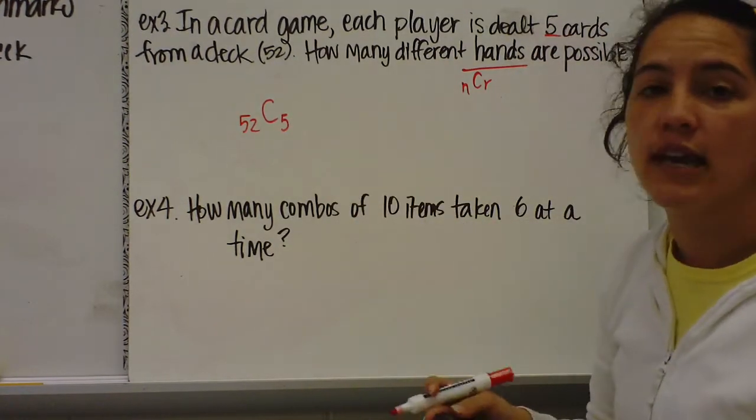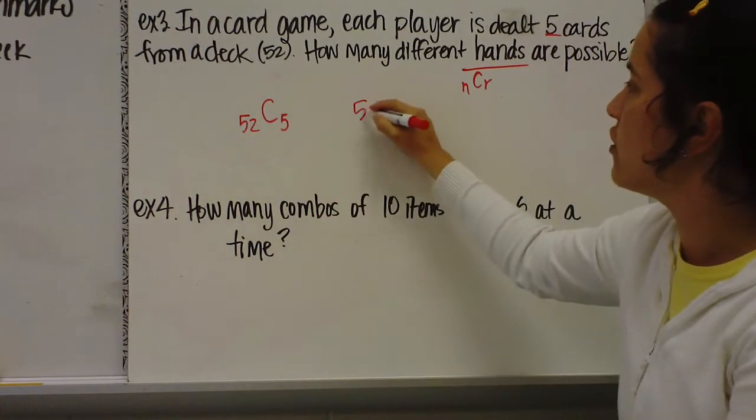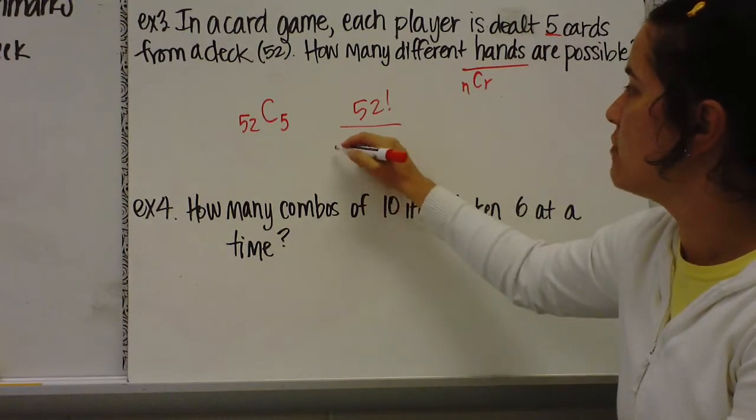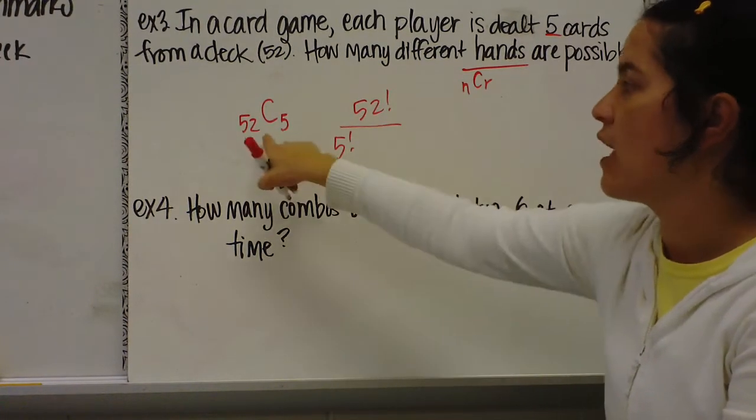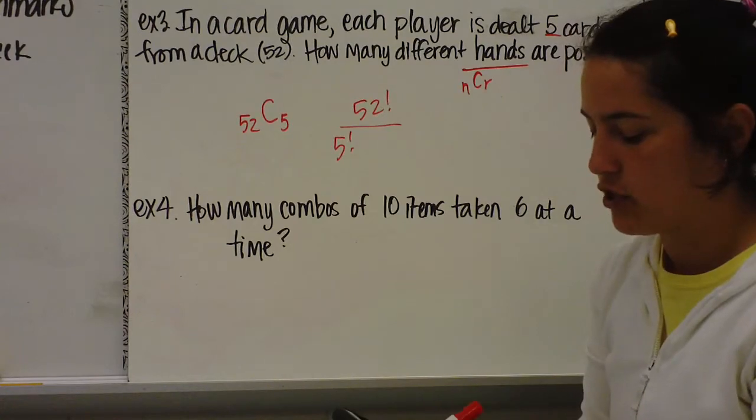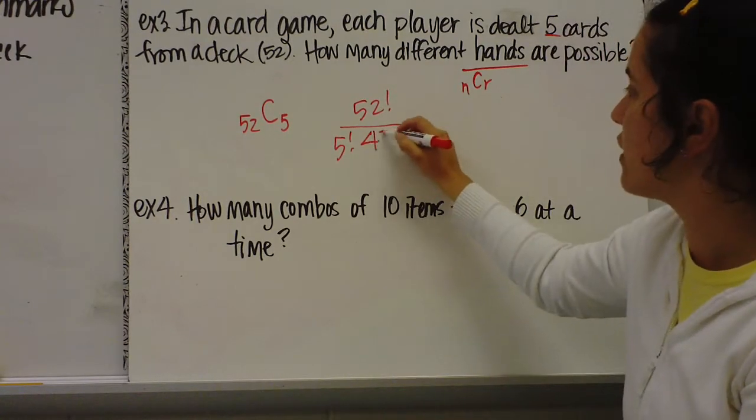So this is going to be a combination of 52, divided by 5 factorial, and then remember you subtract. 52 minus 5 is 47 factorial.